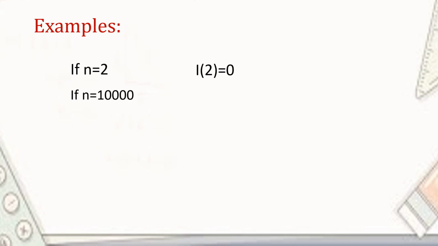Now we'll see the example of the identity function. If n is equal to 2, then the identity function of 2 is 0 because the integer part of 1 by 2 is 0. If n is equal to 10,000, then the integer part is 0. If n is equal to 1, then the integer part is equal to 1. For any value of n greater than 1, the integer part is 0. If n is equal to 1 alone, the identity function of 1 is 1.